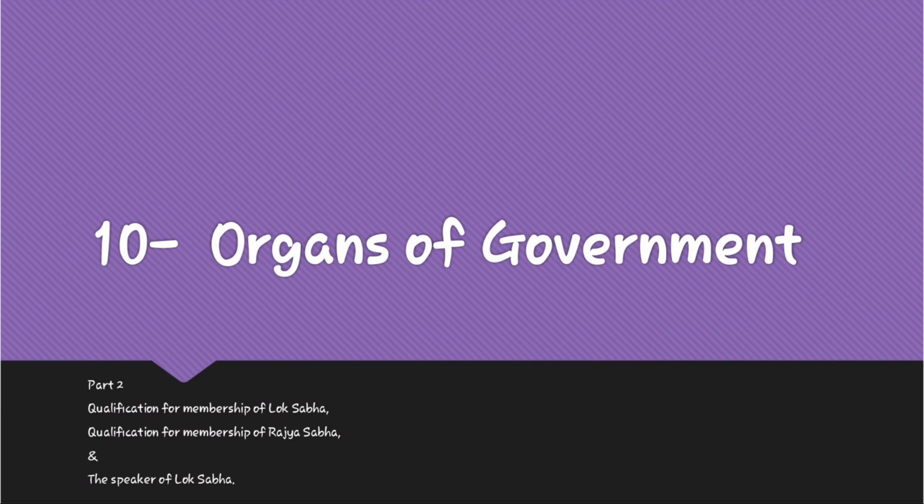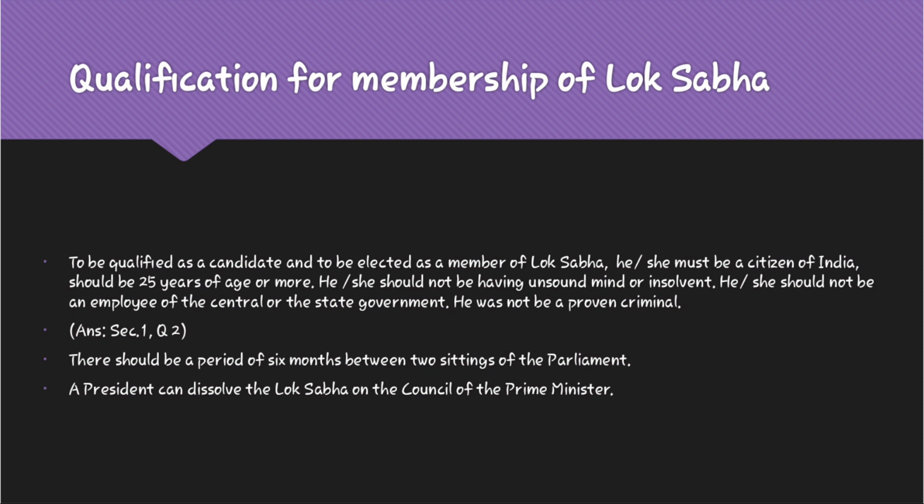Okay, shall we go to today's discussion? Yes, today we will start with the first topic, page number 74, heading 2, qualifications for membership of Lok Sabha. Here in the first section I will discuss the required criteria for a person to become a member of Lok Sabha. What are the main criteria? Please underline the first line. To be qualified as a candidate and to be elected as a member of Lok Sabha, he or she must be a citizen of India.